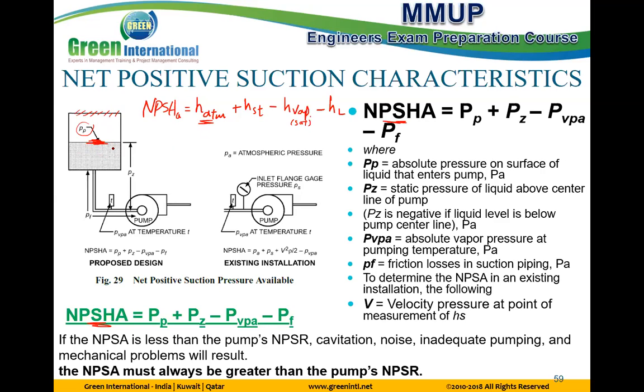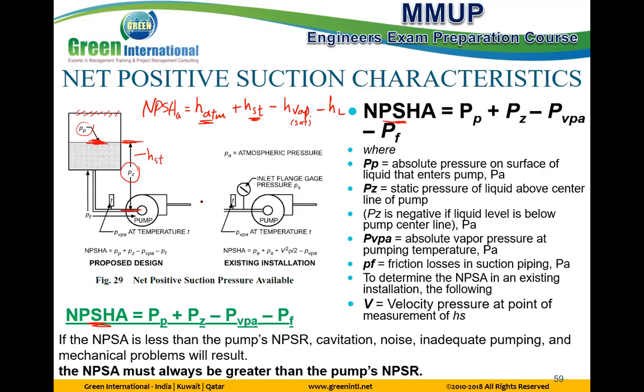Clear? Yes. Second one, H static. What is H static? This is the height from the level of the reservoir to the center of the suction pipe. This is the suction pipe, correct? The distance from the center of the suction pipe to the reservoir level, this distance, is the H static. Okay?